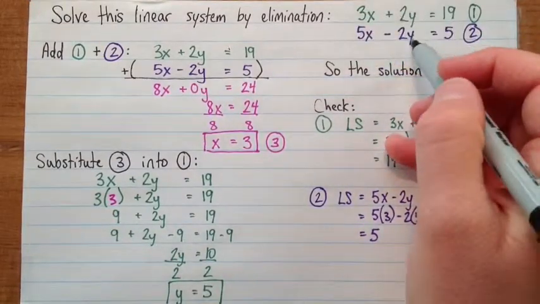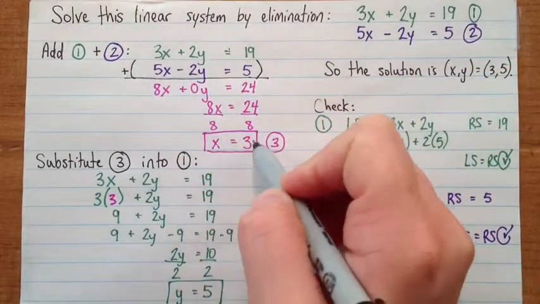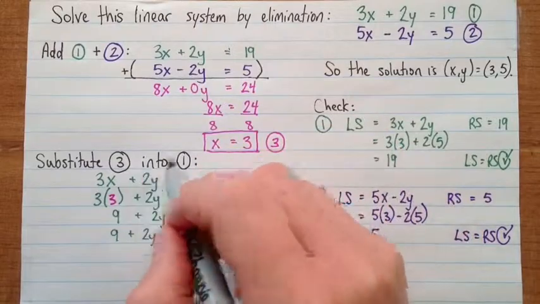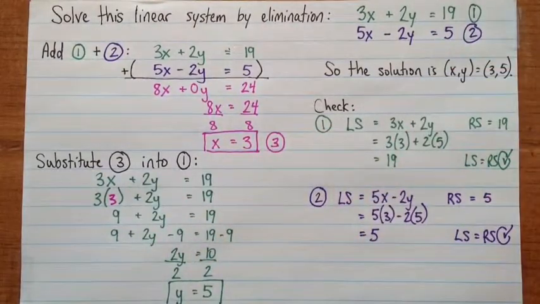So we add the equations here. That eliminates one of the variables, so then it's easy to solve for the other variable. And then we substitute that back into one of the original equations to find the value of the other variable. And then just remember always to check. Alright, good luck.